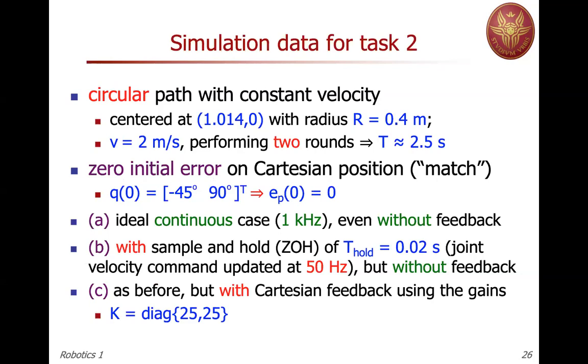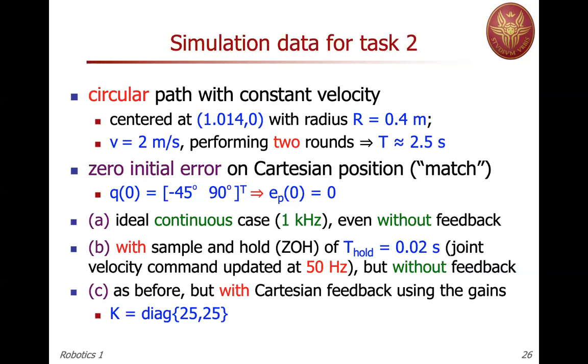Now, this is a circular path with constant speed. We place the center of the circle at some point in the Cartesian space with a radius of 0.4. The constant speed is 2 meters per second. So if you have a radius of 0.4, you compute the length of the circumference to be traced at 2 meters per second. If you want to make 2 rounds, you have a total motion time of about 2.5 seconds. You can do this computation.